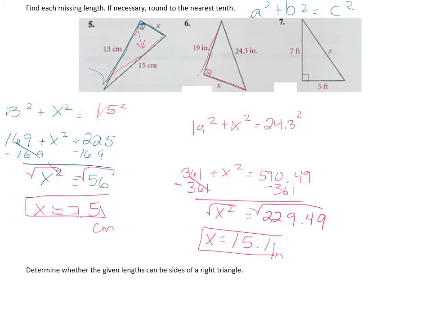Okay, again, look for this right angle, find your legs. I'm going to do this last problem in green here. So my legs are going to be 7 squared plus 5 squared is equal to x squared. 7 squared we know is 49 plus 25 is equal to x squared. 49 plus 25 is going to give you 74 is equal to x squared. Take the square root of both sides. The square root of x squared is x. And so x is equal to approximately 8.6 feet.